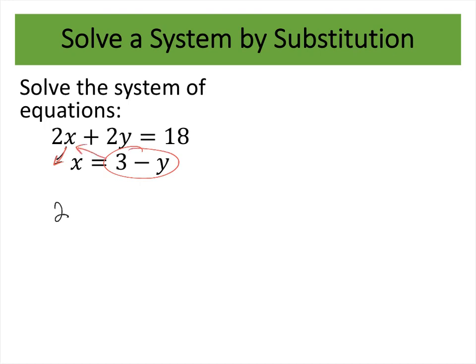So we've got 2 times the stuff that replaced x, 3 minus y, and then the rest of that original equation. So it was 2x plus 2y equals 18. Well, now it's 2, and what was x, plus 2y equals 18. Now we've substituted, we're going to solve.